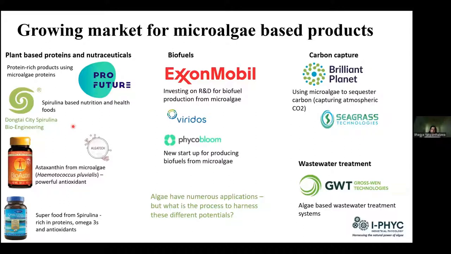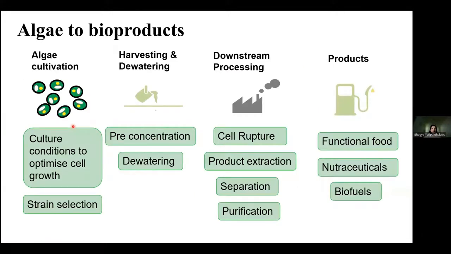But converting these microalgae to these end products involves a long process. Now, this is a brief overview of what goes into going from microalgae to these different bioproducts, including food and nutraceuticals. We need to consider algae cultivation, where we have to look at the culture conditions to optimize cell growth and select a suitable microalgae strain for our required purpose.